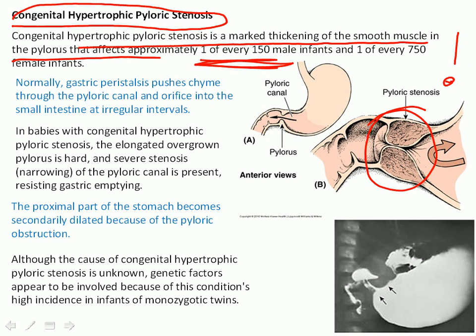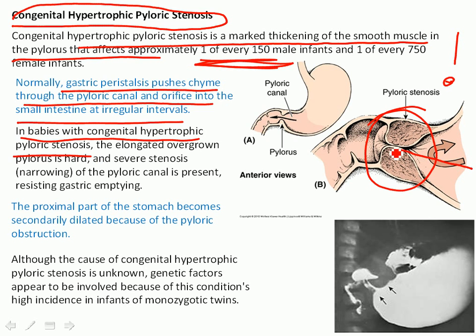Normally, gastric peristalsis pushes whatever we have in our stomach through the pyloric canal and orifice into the small intestine at somewhat irregular intervals. But babies with these congenital hypertrophic changes in the pylorus are not able to pass chyme into the duodenum. And interestingly, with time there is an obvious progression of the pyloric stenosis. So that's why symptoms can get worse and worse with time.